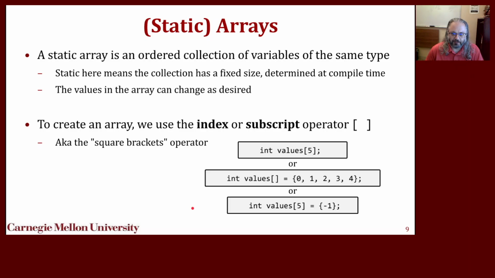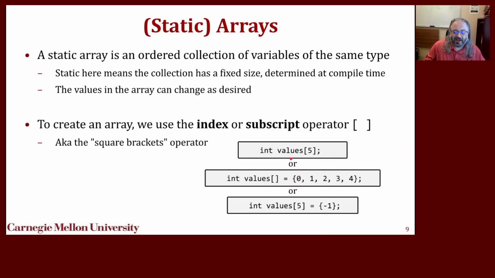To create an array of a particular type of variable, we use the index operator or the subscript operator. Some people call this the square brackets operator. And we can declare arrays in a number of different ways. So let's say, for example, I want to create a list of integers of length 5, and I want to call that list values. I have 5 values that I want to store. I can define that array by saying int values[5]. This means I'm declaring a list of integers of length 5, and the name of that list is values.